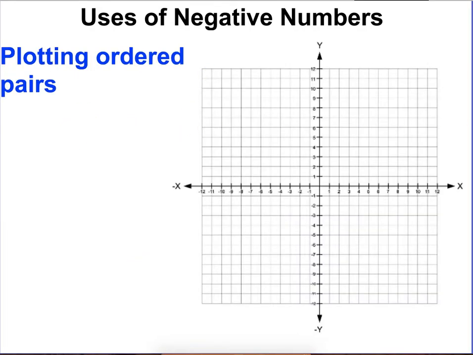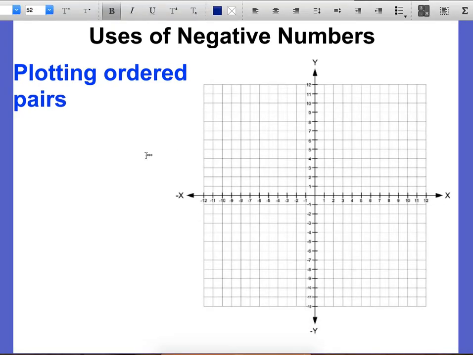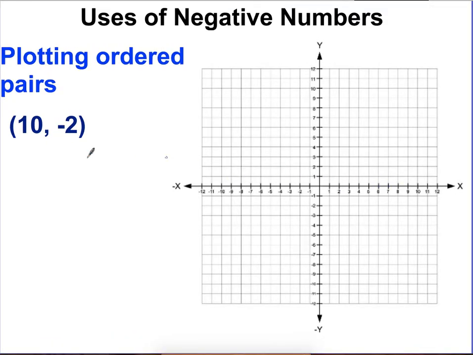All right, the last one we're looking at today is plotting ordered pairs. So we're going to start seeing the coordinate plane like this where there are 4 quadrants. So there's not just positive numbers, now there's negative numbers here. If I plot the point (10, -2), remember, x goes first and then y. So I start at the origin and go right 10. And then I have -2, so I go down 2. So that's where that one would plot.